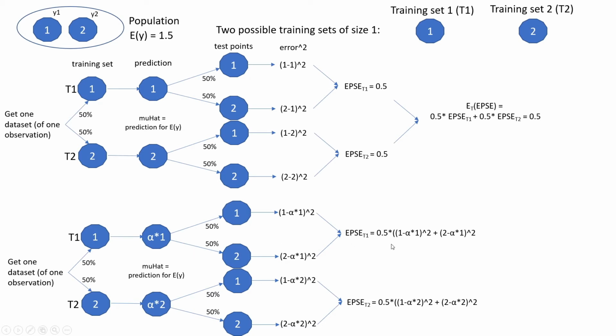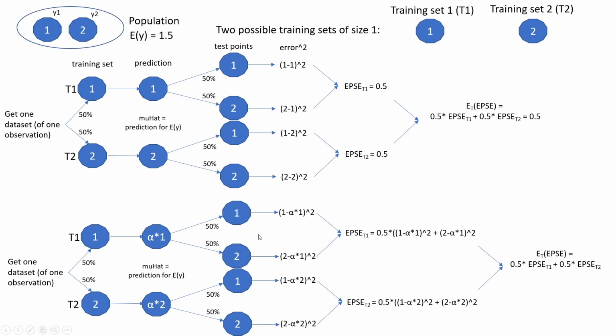So on average, since we don't know if we start with training set 1 or training set 2, over the training sets, the expected prediction squared error is half the error in training set 1 and half of training set 2.